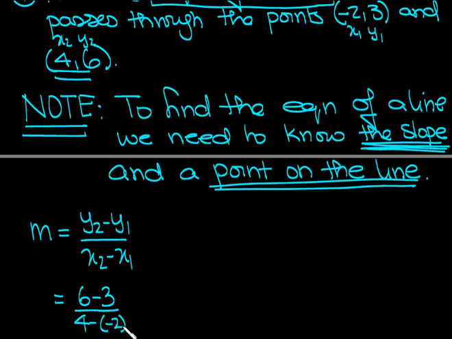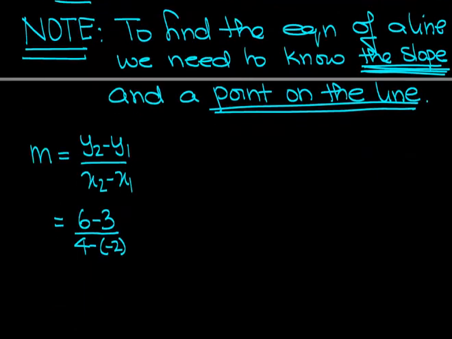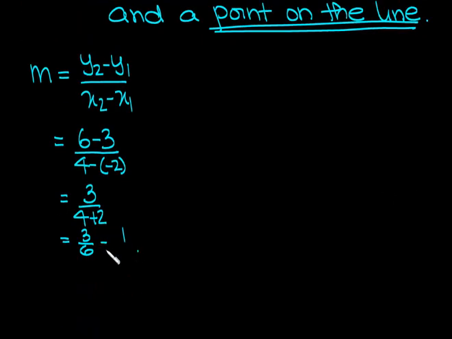Make sure you put parentheses since x1 is negative. Okay, so we end up with 3 on the top, 4 plus 2. So we end up with 3 over 6, which is 1/2. So now I know my slope, which is 1/2.